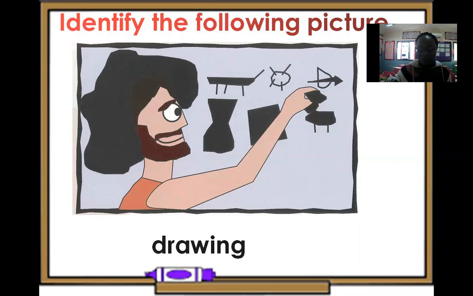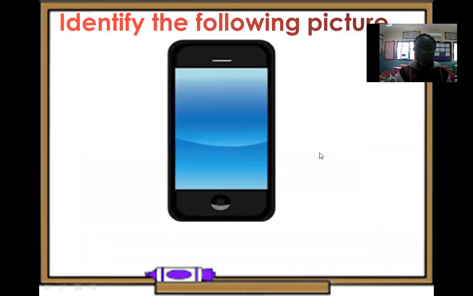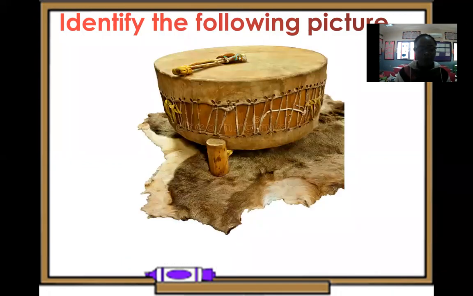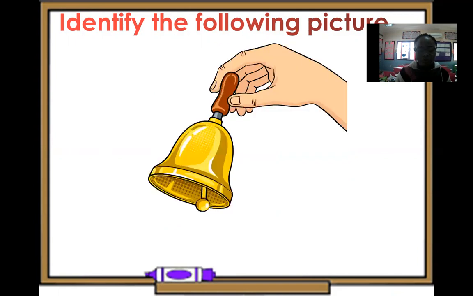Identify the following pictures. Drawing, very good. This is a picture of an early man drawing on the wall. This is a form of communication in those days. Mobile phone. Drum, very good, drum. Bell, again, bell, very good, everyone.